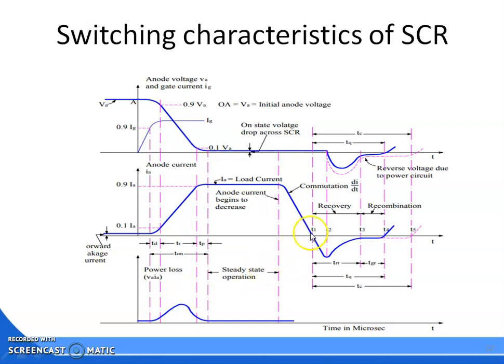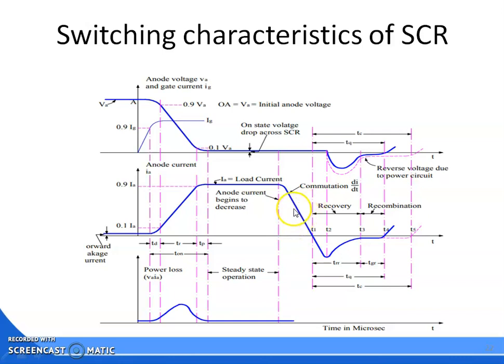Let us now study the turn-off mechanism, the second part of the switching characteristics of the SCR. After SCR turn on, the anode current value is maximum. If we switch off the power supply, it is observed that the SCR remains in the on state. This is due to the fact that all the carriers are favorable for conduction. So if we immediately switch off, the device will not turn off. Our aim is to turn off the SCR.